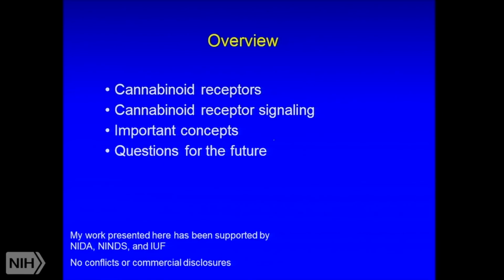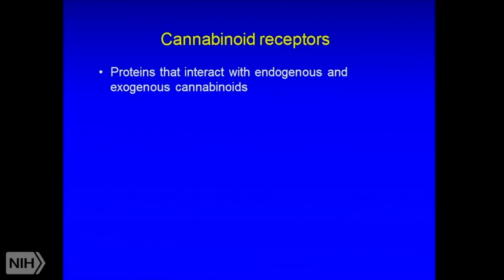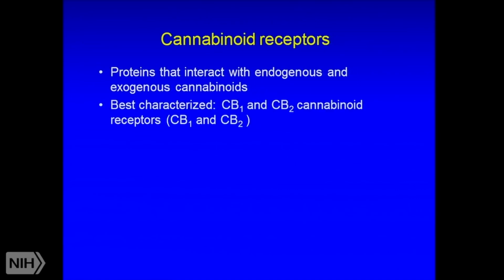So I'll give a brief introduction to endocannabinoid receptor signaling, and cover some important concepts because, as heard earlier, understanding pharmacology is really key to understanding how these drugs work. So cannabinoid receptors are proteins that interact with endogenous and exogenous cannabinoids. The best characterized cannabinoid receptors are the CB1 and CB2 cannabinoid receptors.